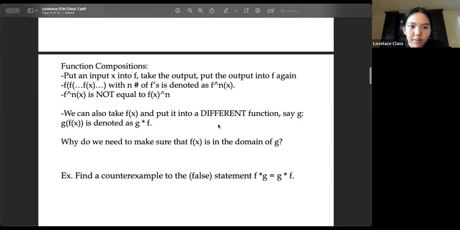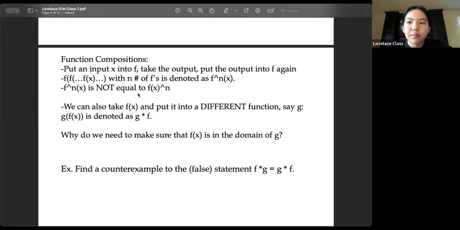Okay, function compositions. So you might think, okay, we can take inputs and outputs, but what if we input an x into a function and then we take the output and we put it in the function again? Well, that's just a function composition. So if we do that action n times, we write f to the power of n, so f with an n exponent, and then we write x.